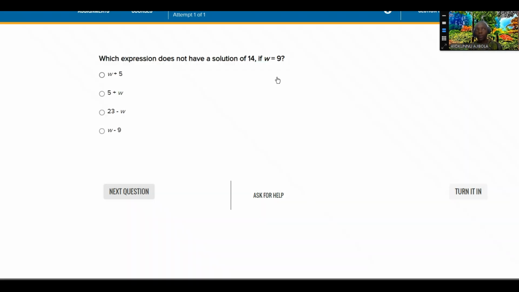So the next one. If w is 9, which of them does not have a solution of 14? Of course, the first one, 9 plus 5 is 14, and 5 plus 9 is also 14. And the next one, 23 minus 9 is also 14, but 9 minus 9 cannot be 14. Okay?